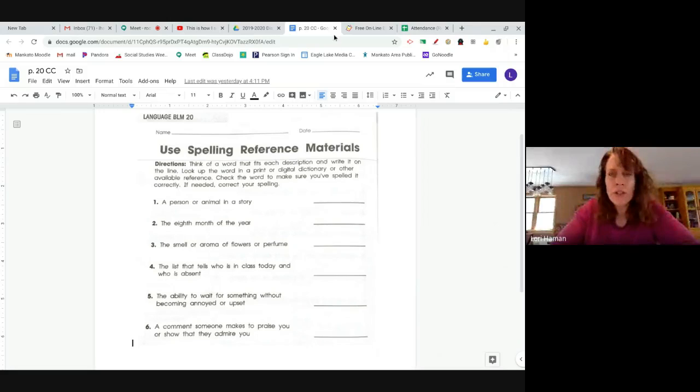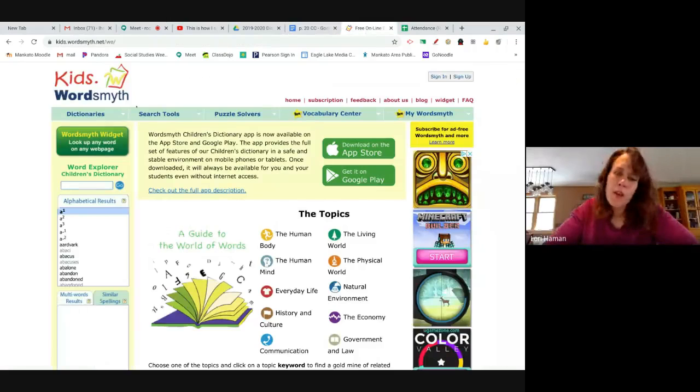Okay, so the dictionary that I'm going to show you is this Kids Wordsmith, and how it's used is there's a part right here to type your word in, and it will take you to that entry word. So you don't have to worry in this situation about alphabetizing, but there are many things to learn about a dictionary that this lesson is going to help you with.